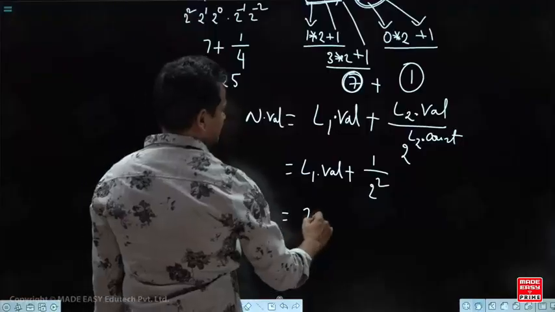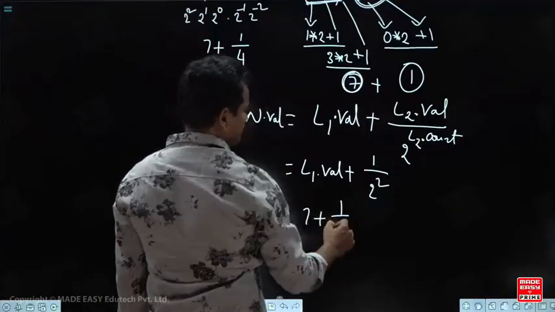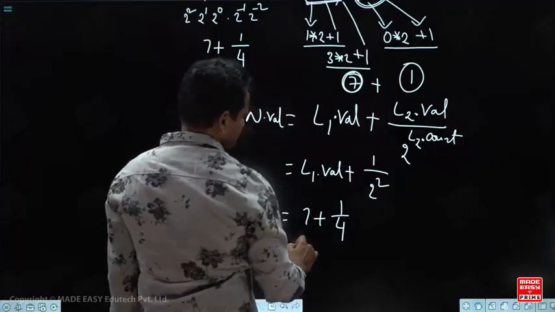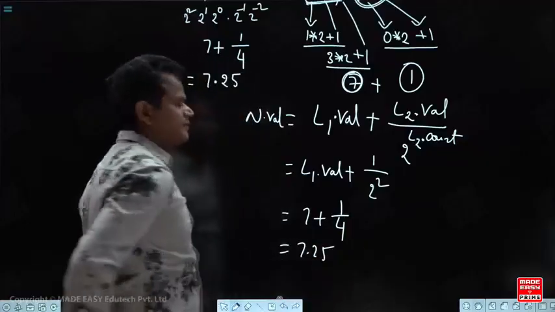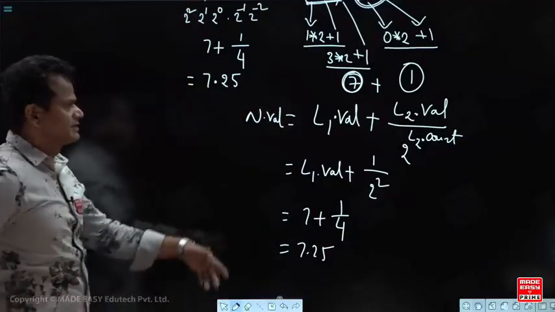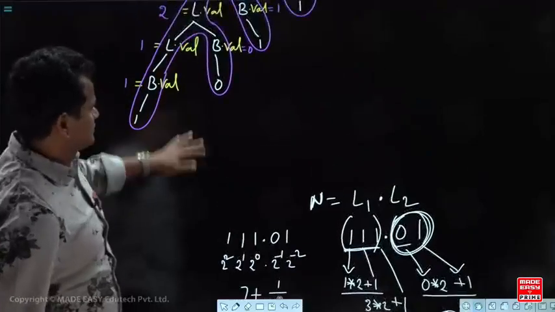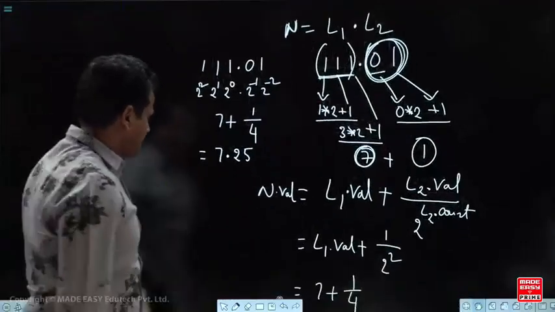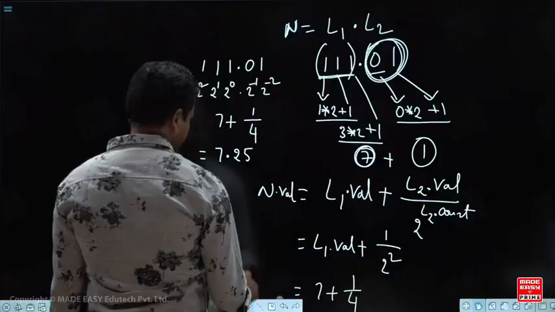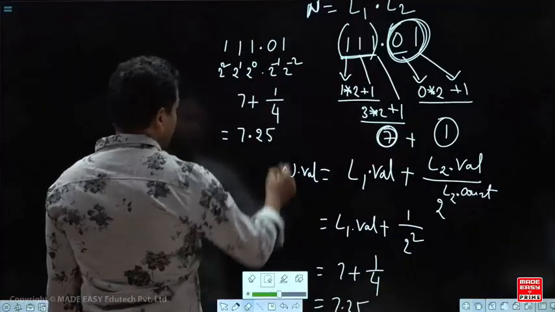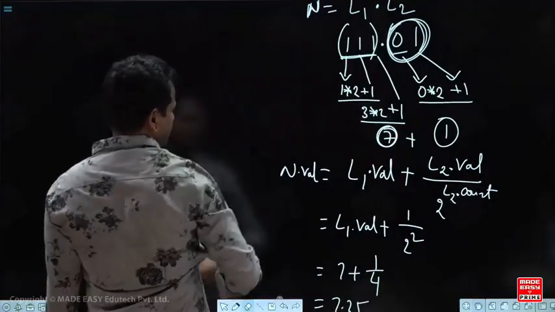1 by 2 square. What is the L1 dot value? 7. 7 plus this 1 by 4, that is 7.25. This method I will explain, this is the method I will use here. Okay, I implement this method. Do you understand? Now, the other method I am not using, I am using this method.